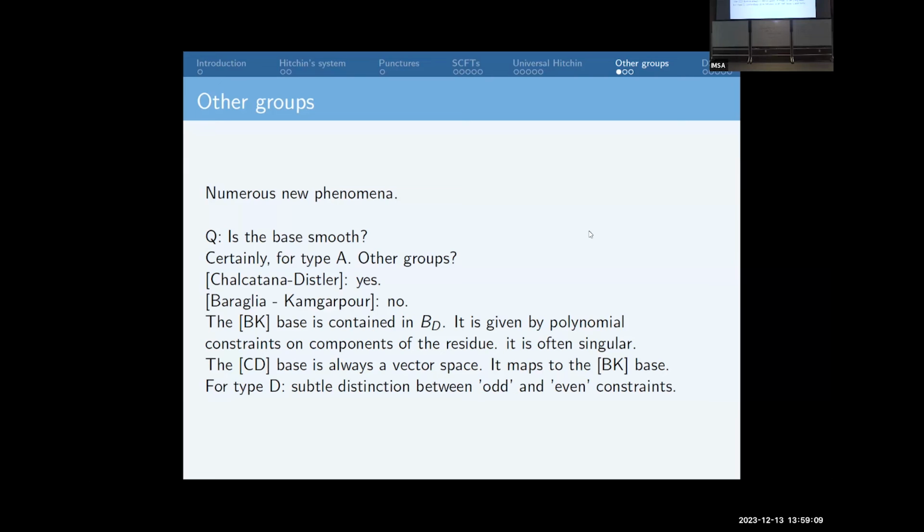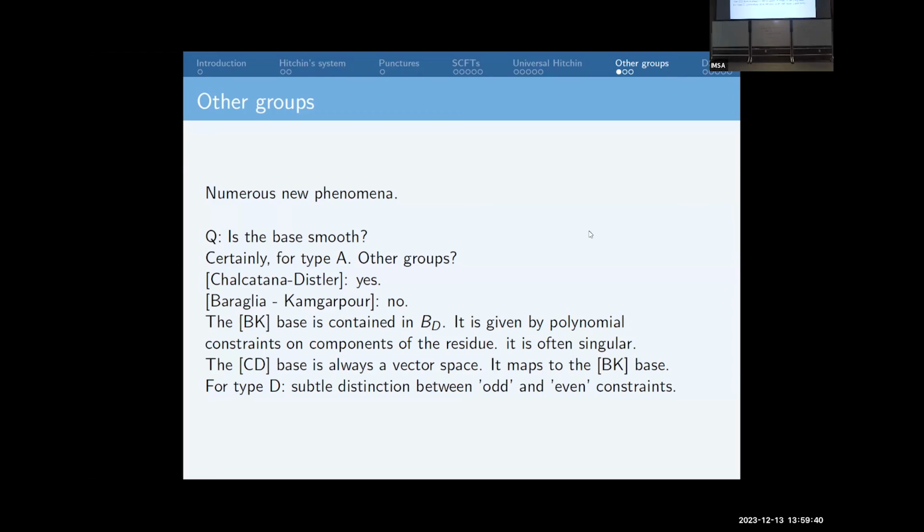The BK base is by definition containing B and D. It is given there by fundamental constraints on the components. In the case of type A, those constraints are linear. For other cases, they are quadratic and so on. So the image is just some variety of that unconstrained base. And it turns out that in many cases, that's a record singular.